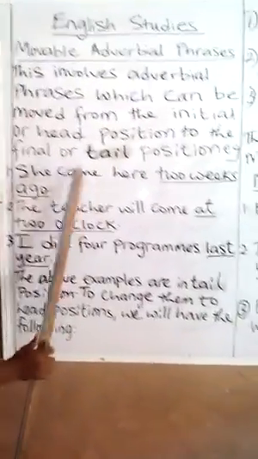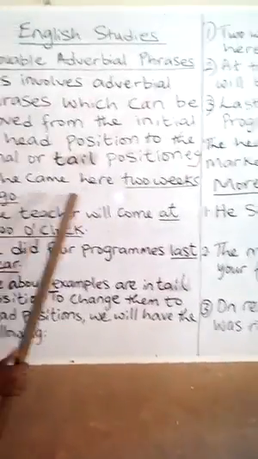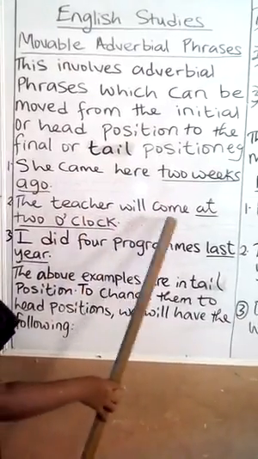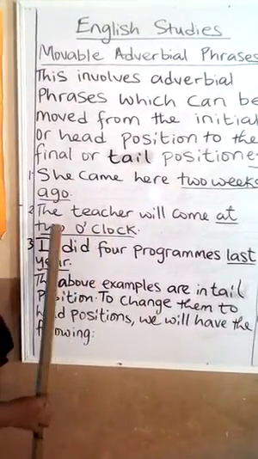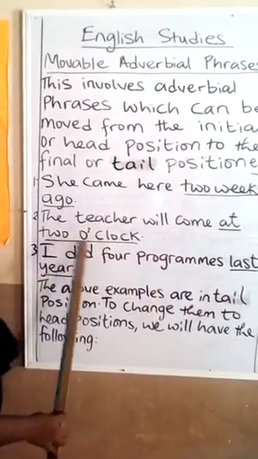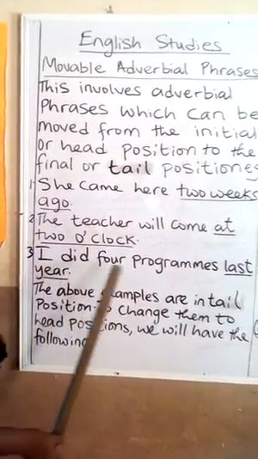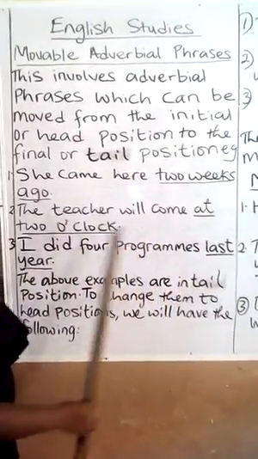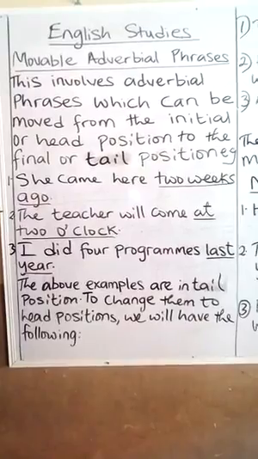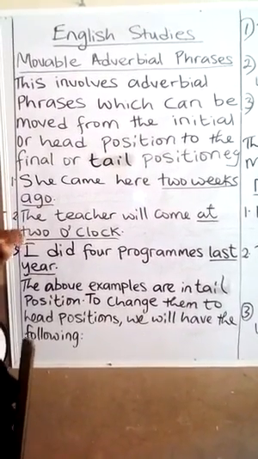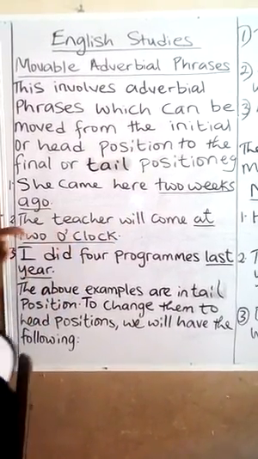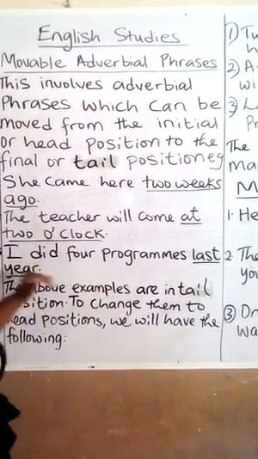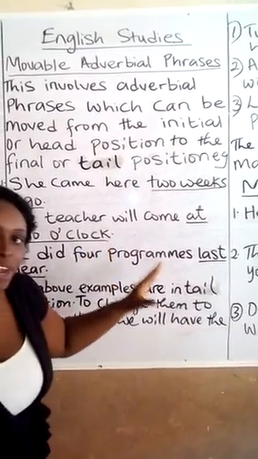She came here 2 weeks ago. The teacher will come at 2 o'clock. I did 4 programs last year. Now, you notice that in these sentences, I have underlined some parts. Those parts that I underlined are my adverbial phrases. They are my movable adverbial phrases.